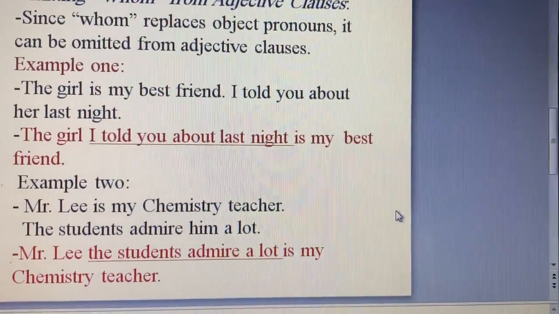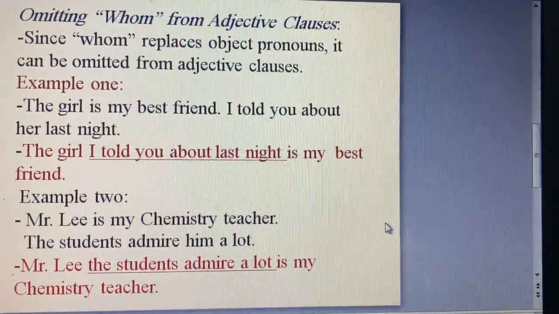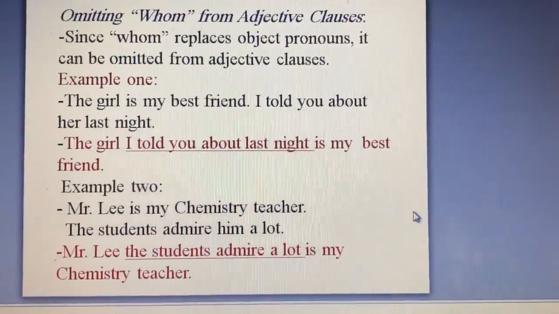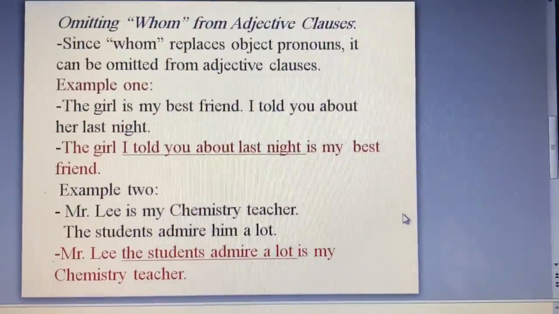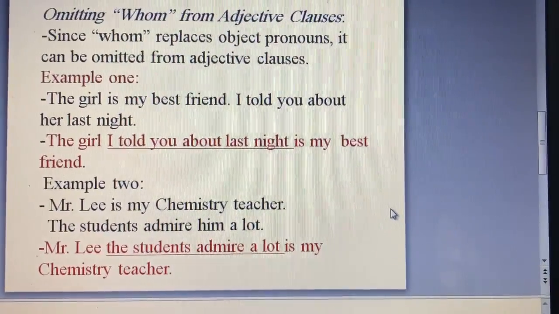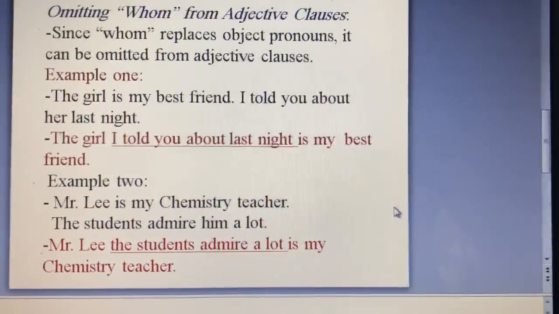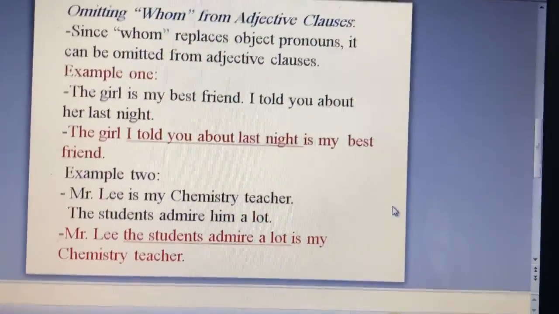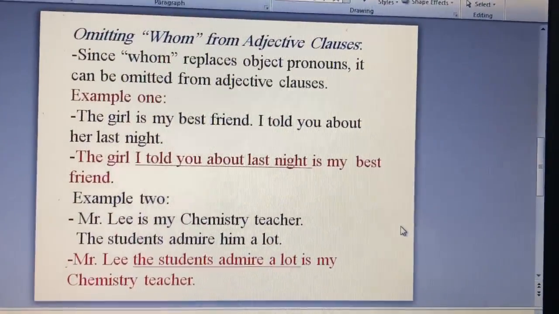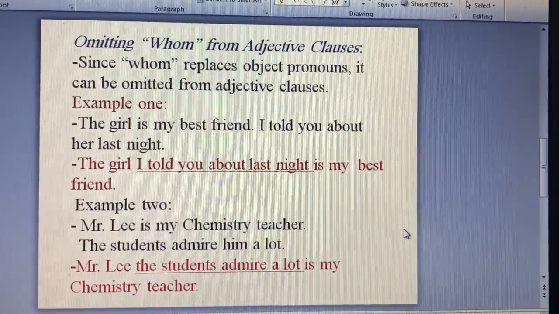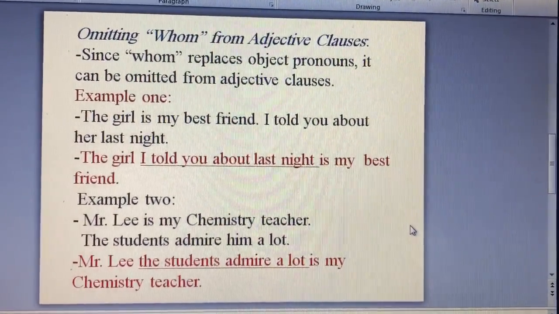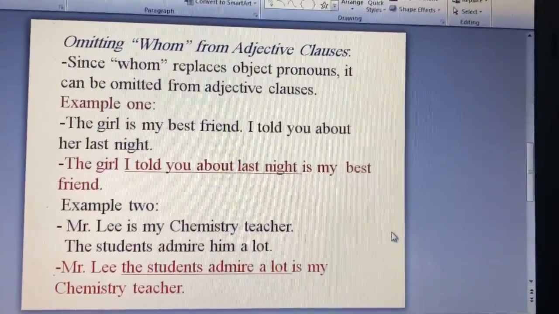Example 2. Mr. Lee is my chemistry teacher. The students admire him a lot. Mr. Lee in the first clause is a noun that is modified. Him in the second clause is an object of the verb admire. It refers to Mr. Lee. It should be omitted from the adjective clause and replaced by whom. Mr. Lee, the students admire a lot, is my chemistry teacher.